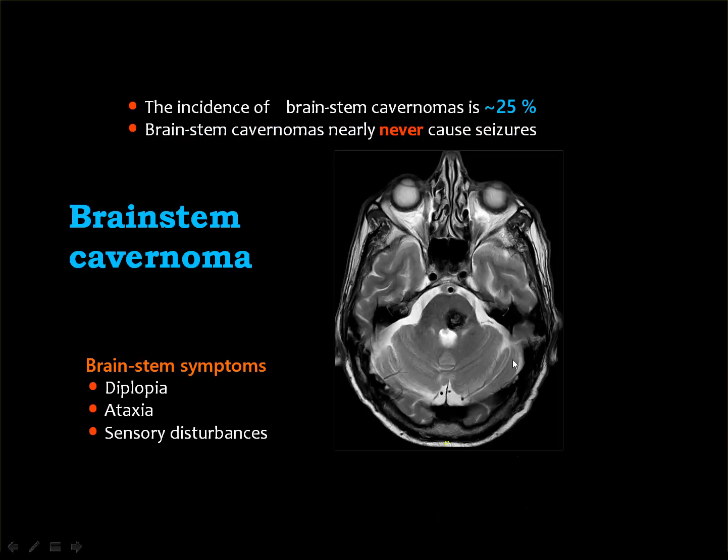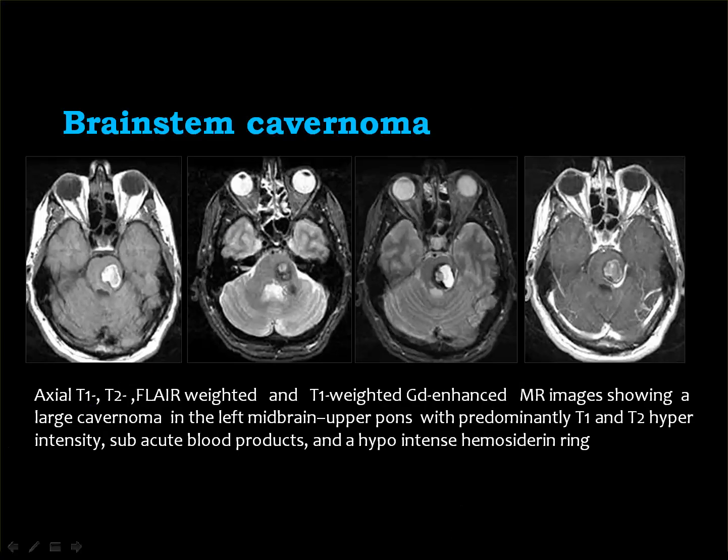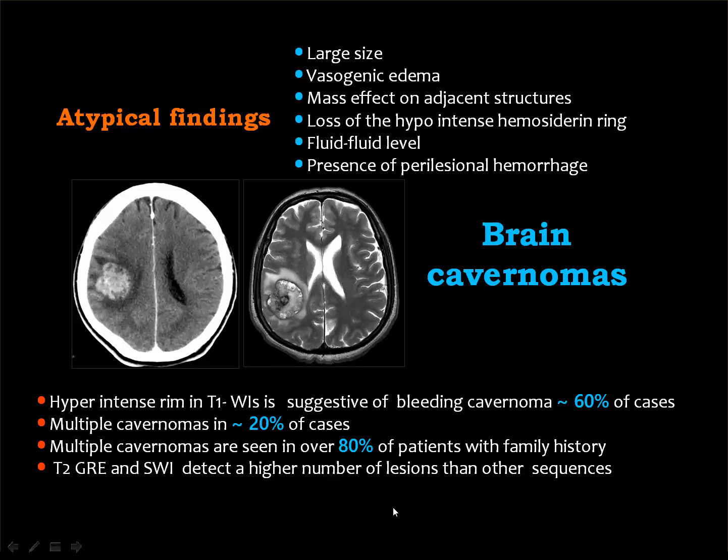And cavernoma in the brainstem is never presenting by seizures, but presents by brainstem symptoms like diplopia, ataxia, and sensory disturbances. And this is cavernoma in the brainstem, and you see on the T2 weighted image the characteristic low signal rim of hemosiderin. If you inject contrast material, it will not show significant post-contrast enhancement.